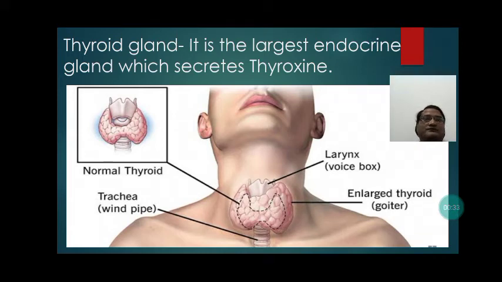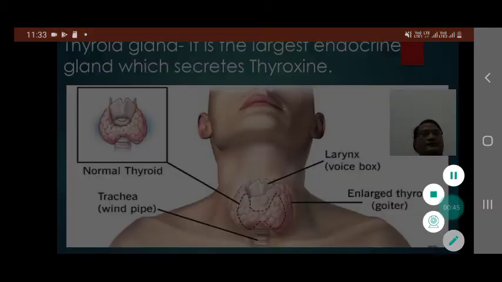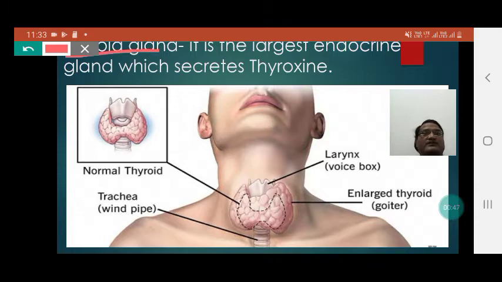Thyroid gland. It is the largest endocrine gland which secretes thyroxine. So students, thyroid gland is supposed to be the largest endocrine gland and the main function of which is to secrete thyroxine hormone.